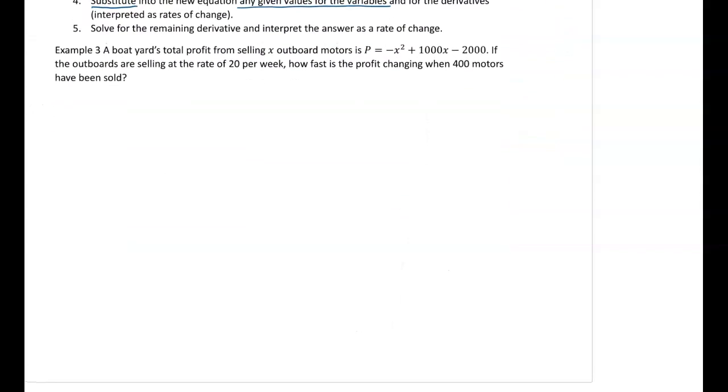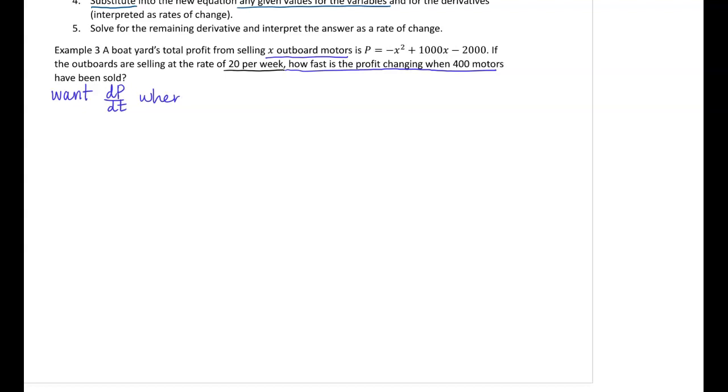Example 3, we have a boatyard's total profit from selling x outboard motors is given by this function here. If the outboards are selling at a rate of 20 per week, how fast is the profit changing when 400 motors have been sold? So let's start with what we want. How fast is the profit changing when 400 motors have been sold? Is dP/dt when x is equal to 400.